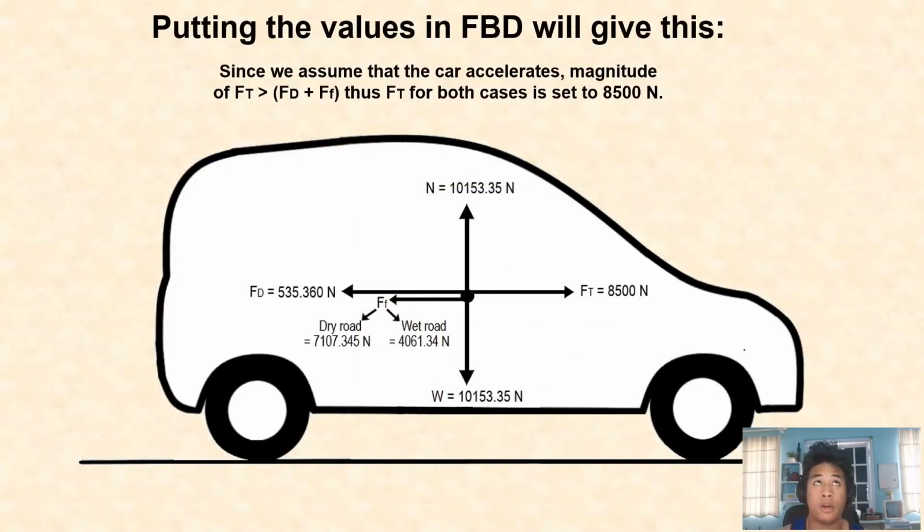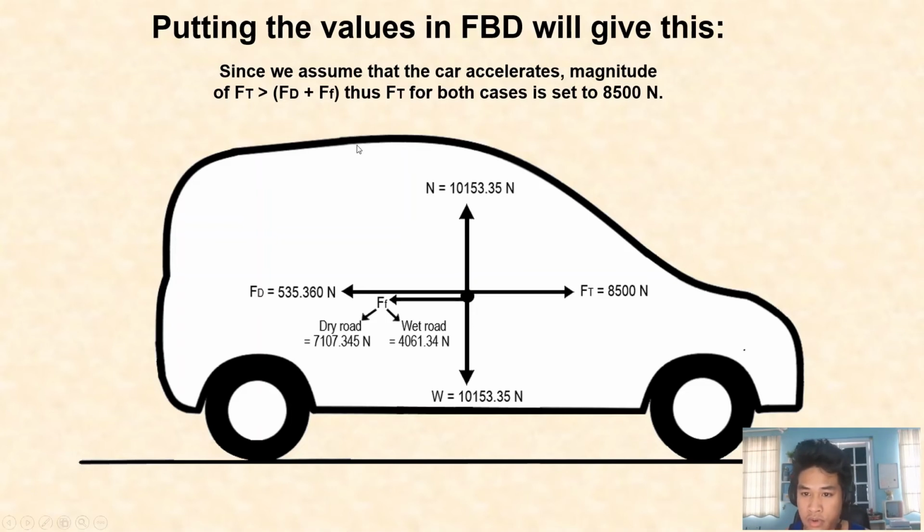This is the free body diagram that we obtained, and since we assume that the car accelerates, the magnitude of the thrust force should be larger than the drag force plus the frictional force combined. Thus, the thrust force for both cases is set to 8,500 Newton.